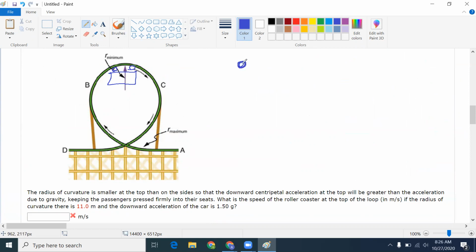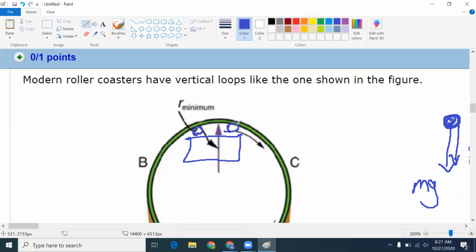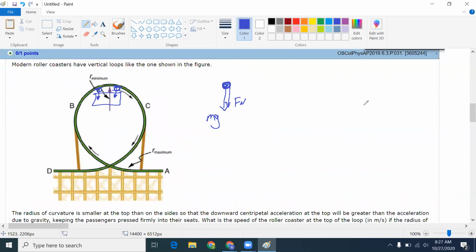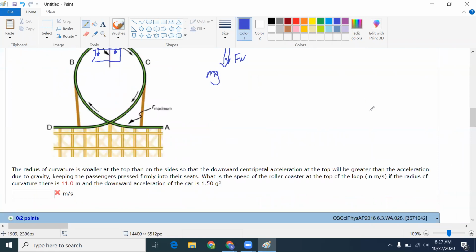has 2 forces acting on it. It has gravity, mg, but it also has the normal force. It has a normal force because if you think about the point of contact between the tires and the tracks, the track is going to be pushing downwards on these tires along with gravity. Now, the question is saying, keeping the passengers pressed firmly on their seats, what speed is the roller coaster at the top of the loop if we have a given radius of 11 and the acceleration is 1.5 g?